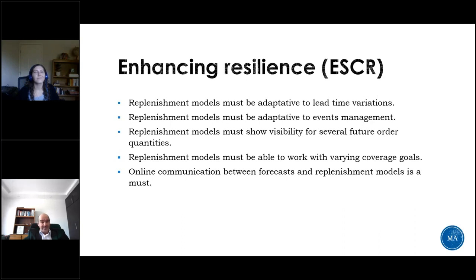They must adapt to lead time variation. Replenishment models must adapt to events management. And they must show visibility for us to make good decisions. Then they must be able to work with variant coverage goals. What is a coverage goal? It's an inventory coverage goal, like how many months of inventory or days of inventory that I want to have, and things like that. So of course we can include company policies in the inventory replenishment models. And of course, an online communication between forecast and replenishment model is a must.